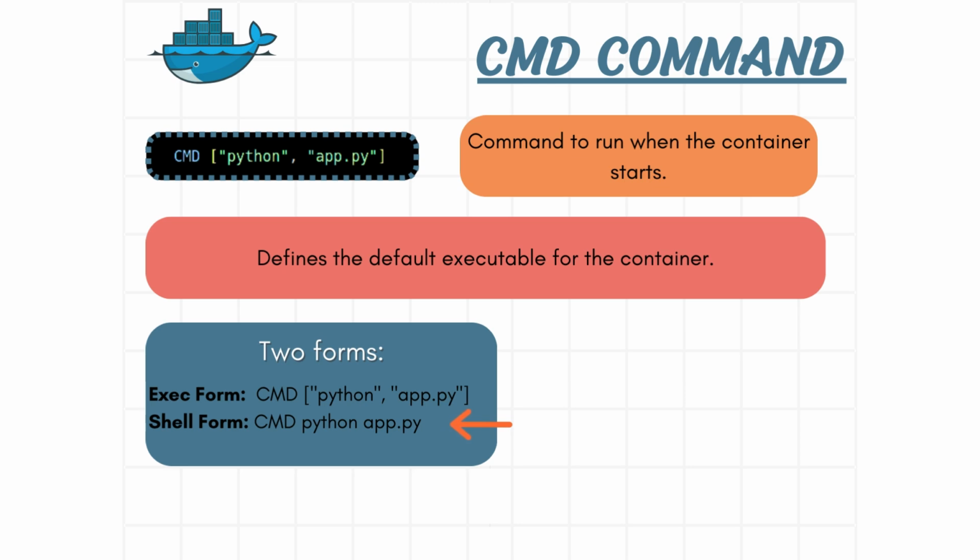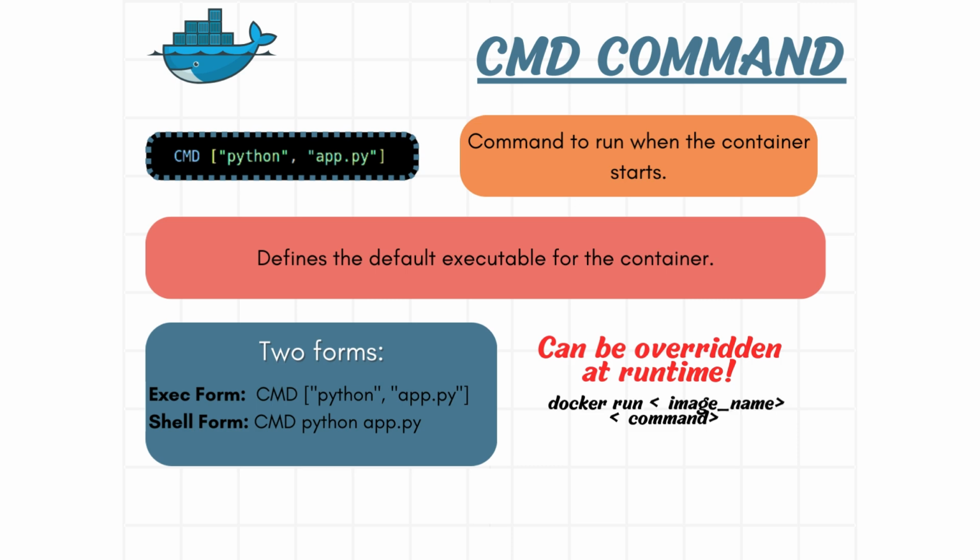The CMD instruction can be overridden at runtime. When you start the container, you can provide a different command if needed. For example, running docker run image_name command will execute the specified command instead of the one defined in CMD. By defining the run command with CMD, you ensure that your application starts automatically when the container is launched, streamlining the deployment process and making it easy to manage and deploy your applications in a consistent environment.